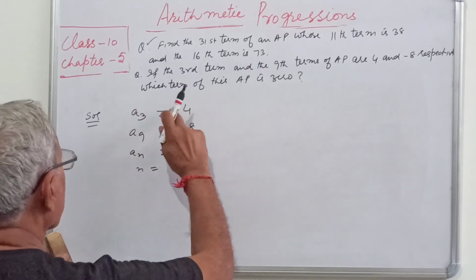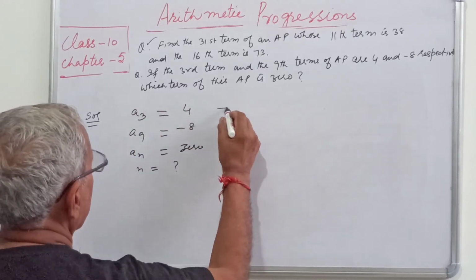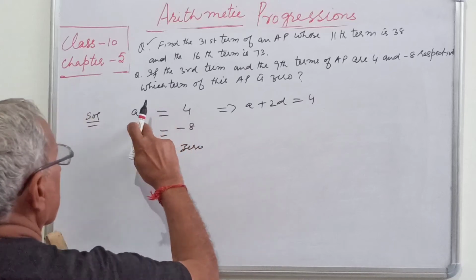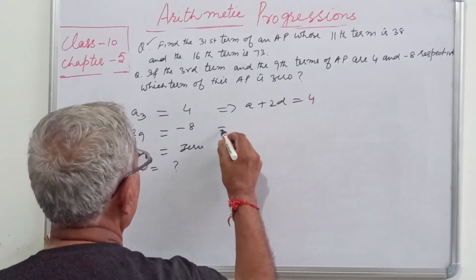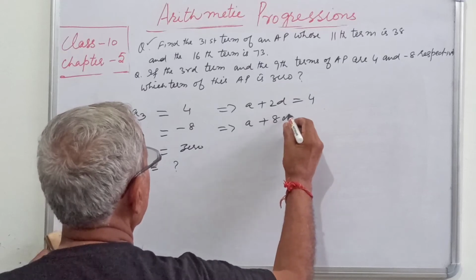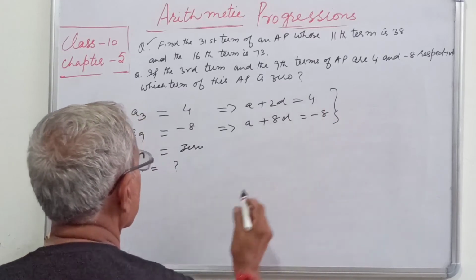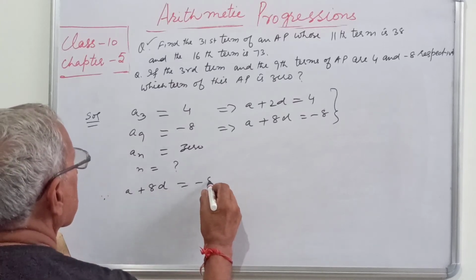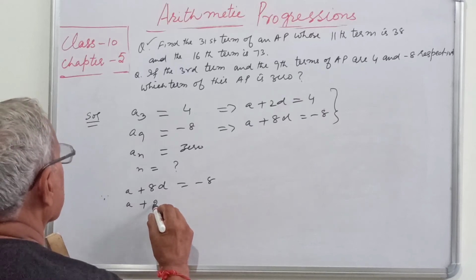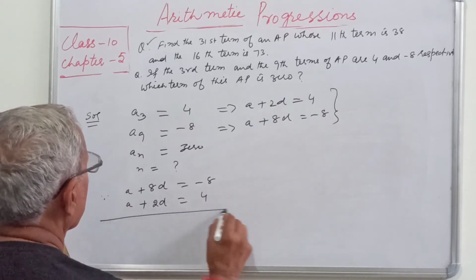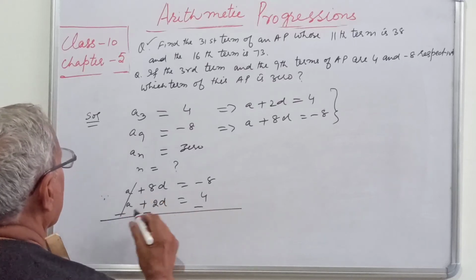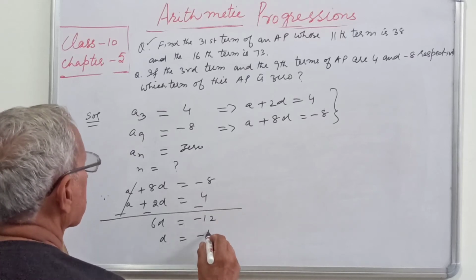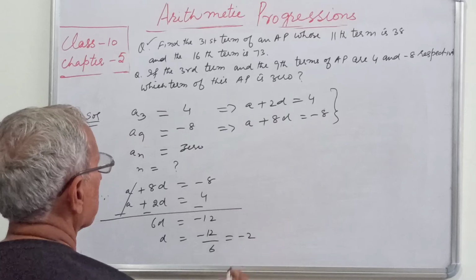Using the formula for A3, A plus 2D is equal to 4. And A plus 8D is equal to minus 8. Since A plus 8D is equal to minus 8 and A plus 2D is equal to 4, subtracting gives 6D is equal to minus 12. So D will be minus 12 divided by 6, that is minus 2.